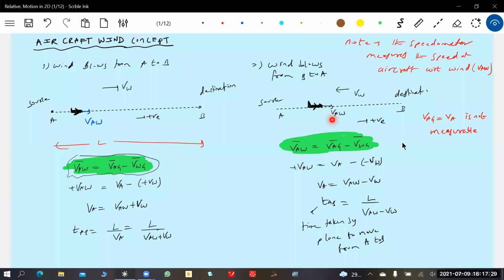I just discussed very specifically here. Wind blows opposite to the direction of motion of aircraft, or in the direction of motion of aircraft. Then will there be any impact on the time taken to move from source to destination? Yes, it will be. If the velocity of wind is 0, then VAW will become equal to VA. It will become actual velocity. But there will be wind. Okay, write it down. We'll take the next case.